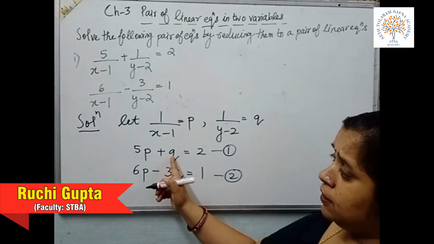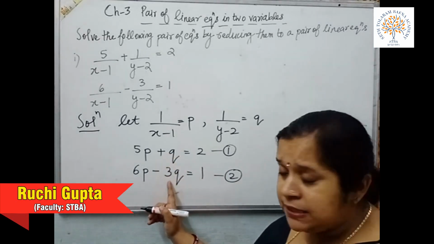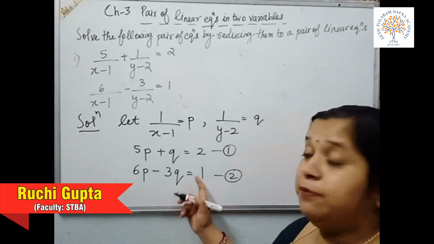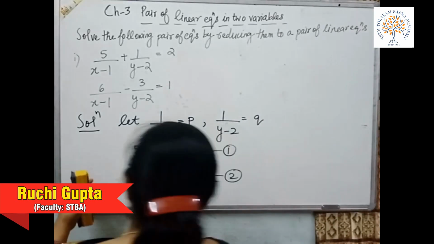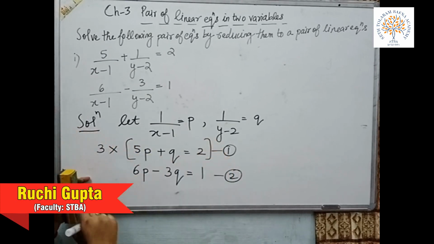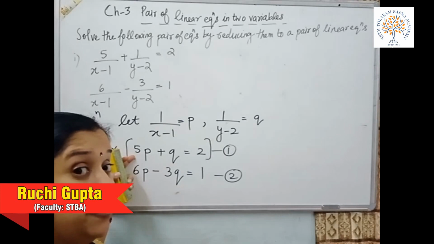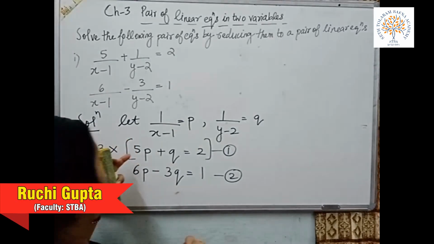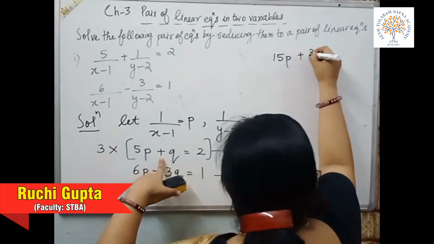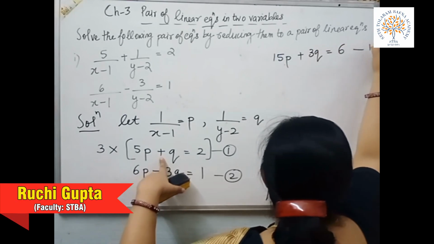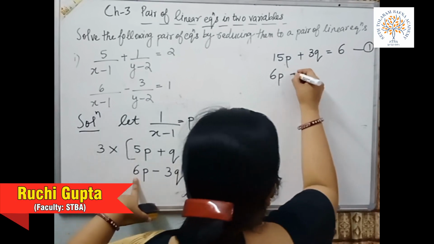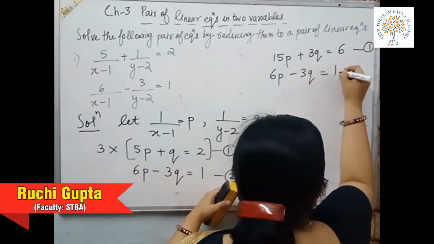Can you see that here the coefficient of q is 1 and here it is minus 3. I have earlier told you that the simplest method is the elimination method. So I am multiplying the whole first equation by 3. I am doing it by the elimination method. Okay. So 3 fives are 15p plus 3q and 3 twos are 6. So this is the new equation, and the original second equation is 6p minus 3q is 1.